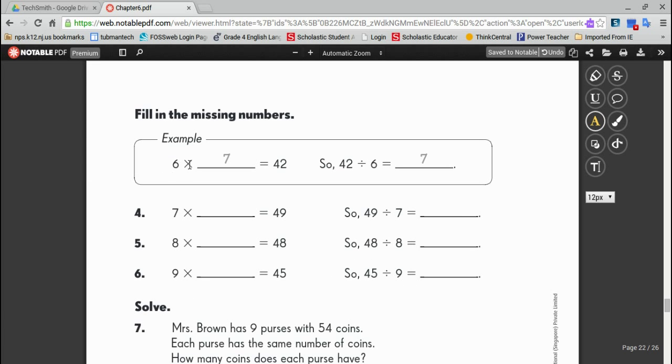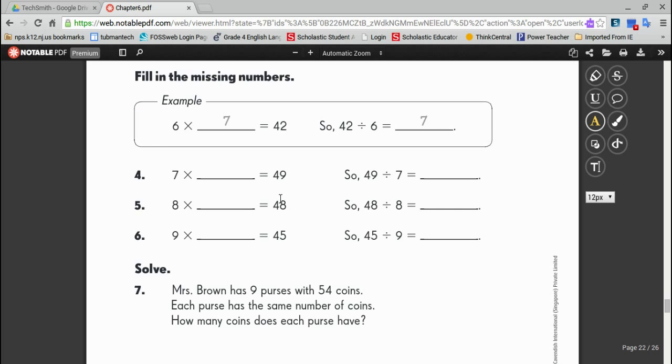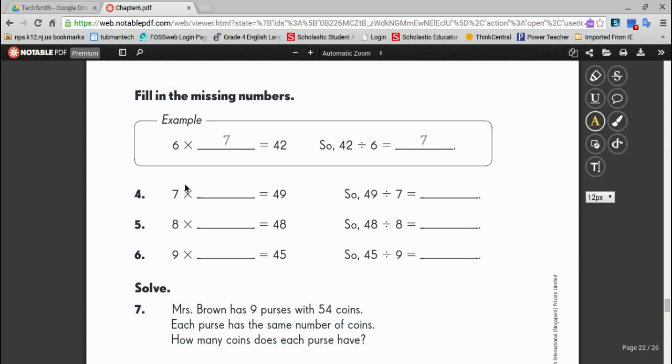Fill in the missing numbers. 6 times 7 equals 42, so 42 divided by 6 gives me 7. So let's think about this. 7 times what number gives me 49? In order for me to figure that out, I really need my 7 multiples. So I'm going to quickly write down my 7 multiples: 7, 14, 21, 28, 35, 42, 49, 56, 63, and 70. How many groups of 7 do I need to get me to 49? Well, 49 is right over here, so that's 7 times 1, times 2, times 3, times 4, times 5, times 6, times 7. 7 times 7 gives me 49. So 49 divided by 7 gives me 7.